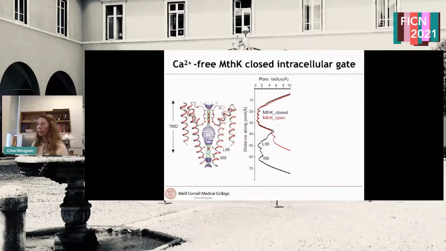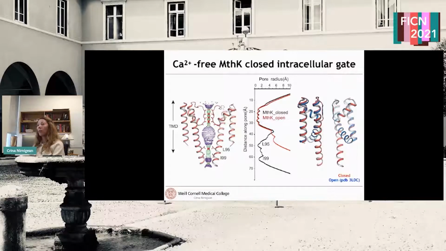And here's the pore radius in this region. Compare the closed in black with the open in red. You can see that the open of the crystal structure is quite open. And these two are showing less than 1 angstrom pore radius here. And this is an overlay between the crystal structure with the calcium bound, which is the open state, in blue, and the closed cryo-EM structure in the absence of calcium in red.